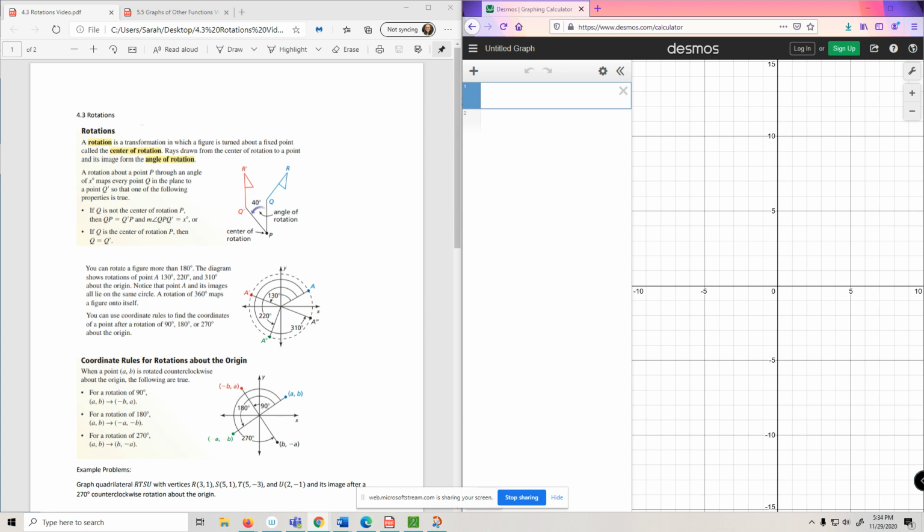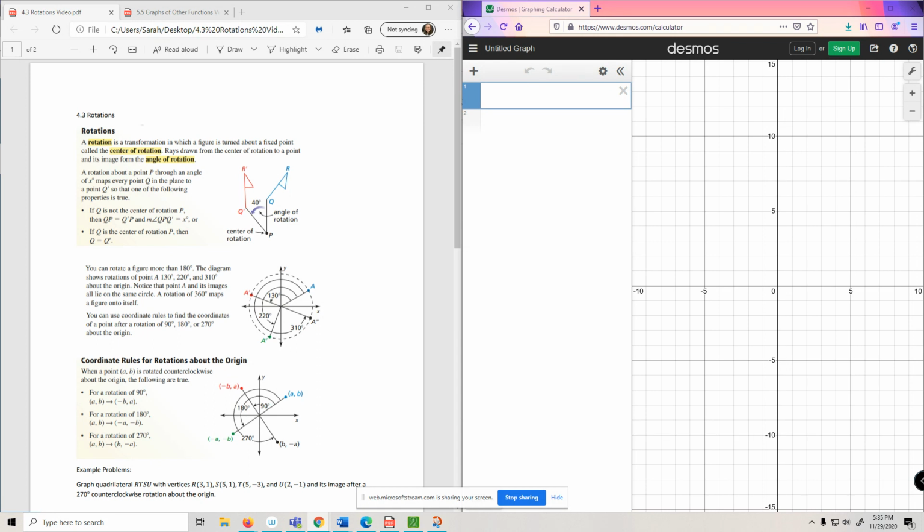Hello, today we're going to talk about rotations, which are another transformation in the coordinate plane. In a rotation, as you might think of when you think of the word rotation just from outside of math in your everyday life, you are turning a figure about a fixed point that's called the center of rotation. And how far you've rotated it, or the angle of rotation, is formed when you draw a ray from the center of rotation to a point in its image.